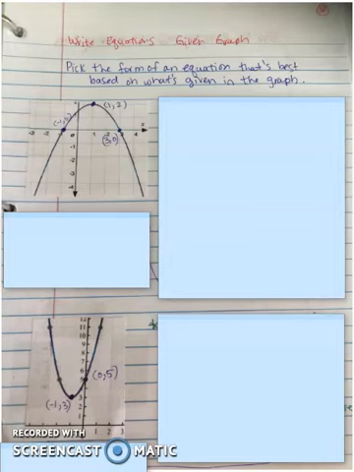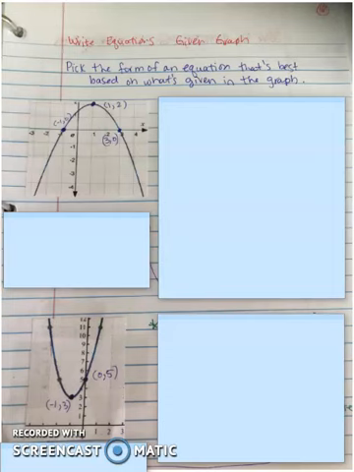Okay, so for page 18, title your paper Writing Equations Given the Graph. A couple pages ago we were looking at the equations of the graph, and we were drawing the graph itself given the equation. So now we're going to go backwards. This time we're going to be given the graph and we'll be able to write the equation.